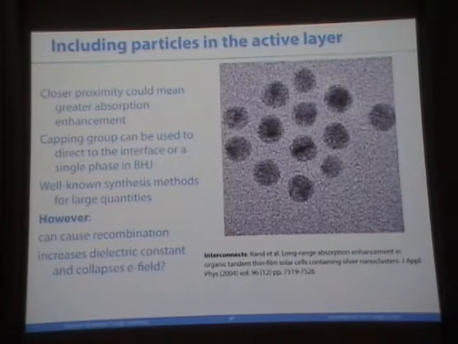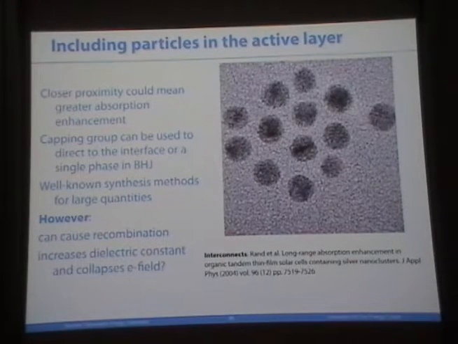Of course, what you really want to do is put silver or gold particles inside the active layer. This is an example of some silver particles that we made. This is not that hard to do. It's very simple to make very nice monodisperse particles.